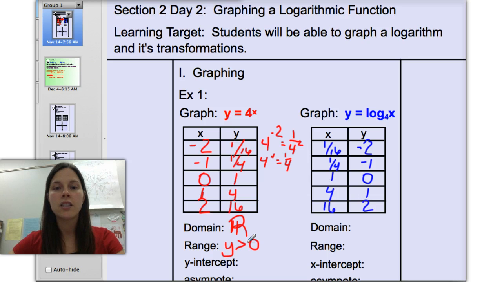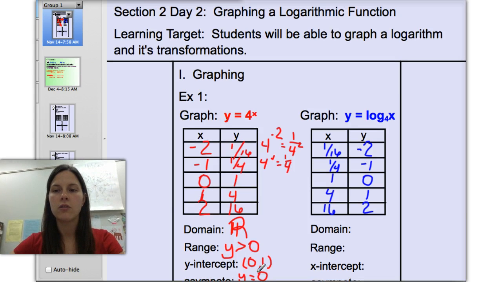The y-intercept occurs when x is 0. Anything to the 0 power is 1. And then the asymptote is that value that the graph approaches, which is 0. So y equals 0 is the asymptote for our exponential function. So now we're going to do the same thing with our log function.